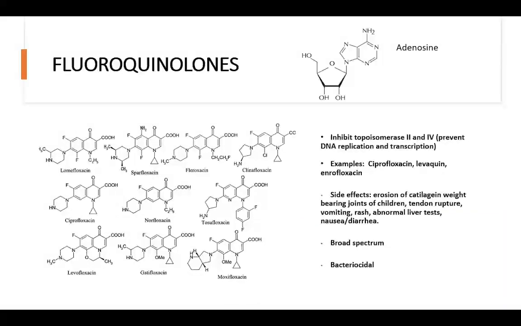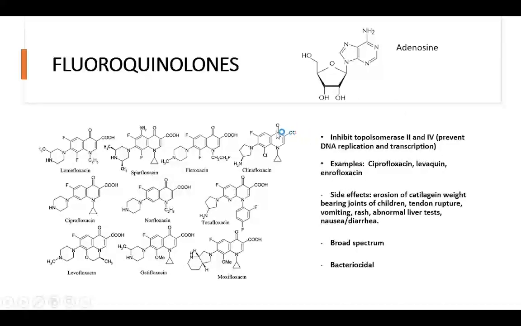The next one is fluoroquinolones. Fluoroquinolones, what they do is they inhibit topoisomerase 2 and 4, which are needed for DNA replication and transcription. So they just kind of pull DNA apart, so that's their whole job. There's a bunch of different examples in here, which is ciprofloxacin, levaquin, enrofloxacin. Ciprofloxacin is a really, really common one.